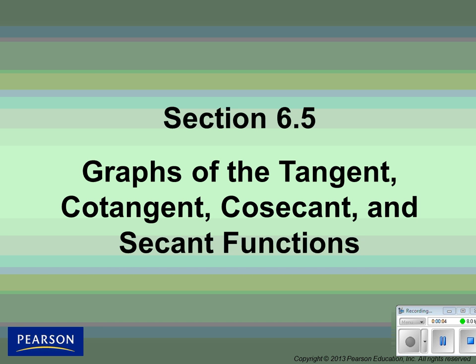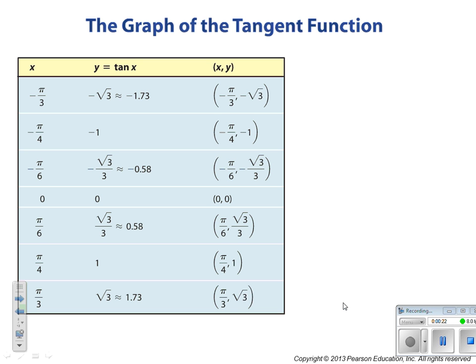Okay, so we're doing chapter 6, section 5, and that's the graphs of the tangent, cotangent, cosecant, and secant. Okay, so we're going to look at tangent. Tangent is a series, I think of it as a series of cubic functions. So we remember tan is sine over cosine.